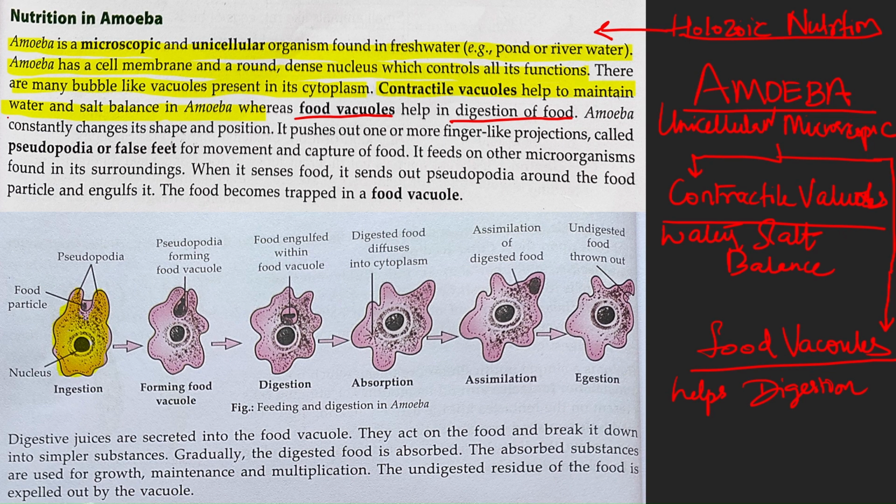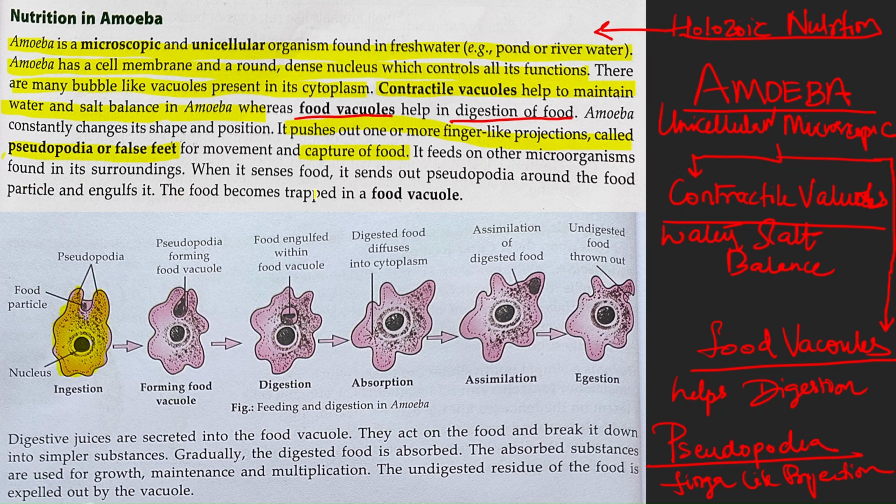So amoeba constantly changes its shape and position. So what do they mean? In this picture there is a projection over here. The next second maybe there will be a projection over here. It keeps changing its body shape. It pushes out one or more finger-like projections called pseudopodia. So in paramecium we saw cilia, in hydra we saw tentacles, and in amoeba we saw pseudopodia. It pushes out pseudopodia, or false feet, for movement and to capture food. It feeds on other microorganisms found in its surroundings.